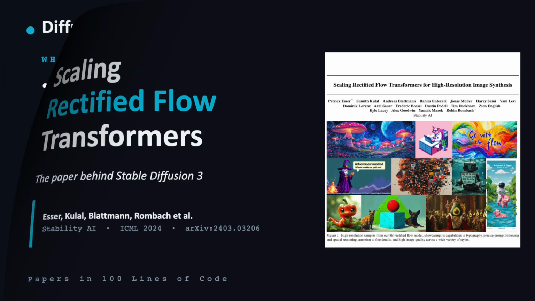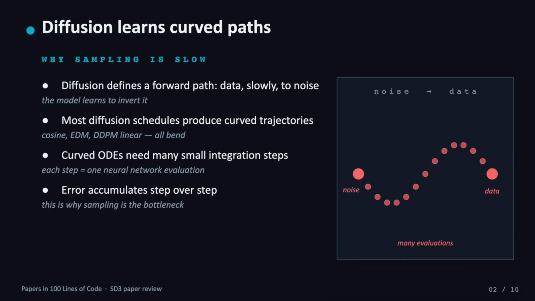Let's walk through it. To understand what rectified flow is, we have to start with what diffusion actually does. A diffusion model defines a forward path. It takes data and slowly, step by step, adds noise until the data is gone. The model learns to invert that path. Run it backwards from pure noise, and you get a sample.